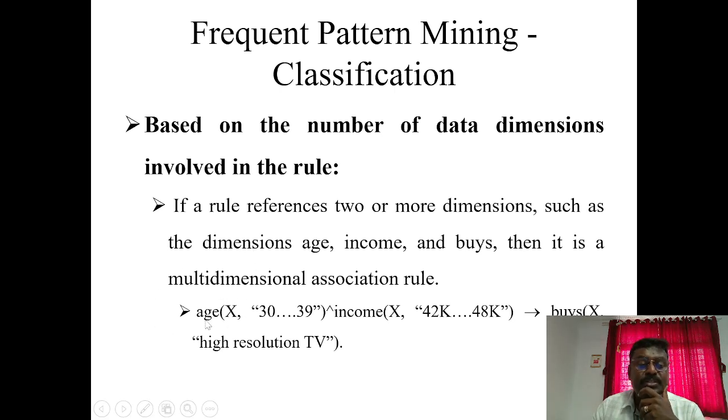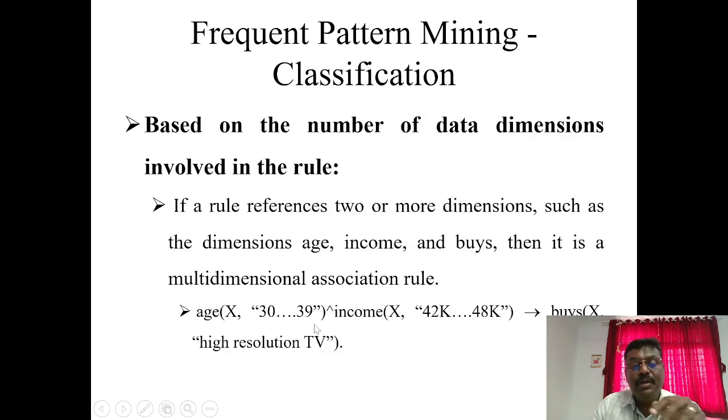You have two conditions. One is the age, the other one is the income. Age of X, where X is a person, is 30 to 39, and income of X is 42,000 to 48,000. Then the age limit is around 30 to 39, and the other condition is income 42,000 to 48,000, and these people have purchased the high resolution TV.